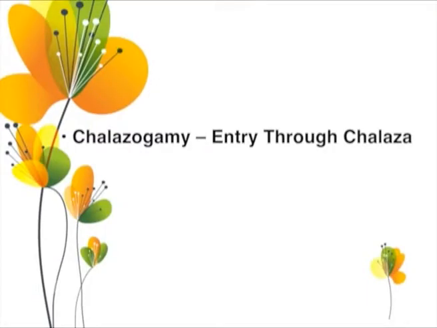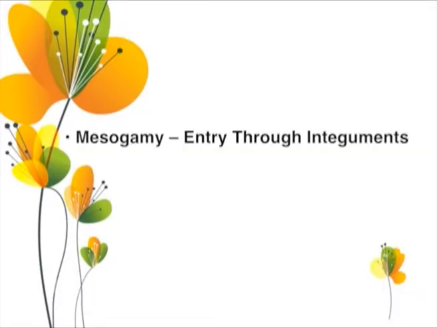In chalazogamy, the pollen tube enters the ovary through chalaza present at the base of the ovary. This type of fertilization is seen in plants like casuarina. In mesogamy, the pollen tube enters through the integuments at some point in the middle portion of the ovary, neither at the top nor at the base. Mesogamy is found in plants like cucurbit.